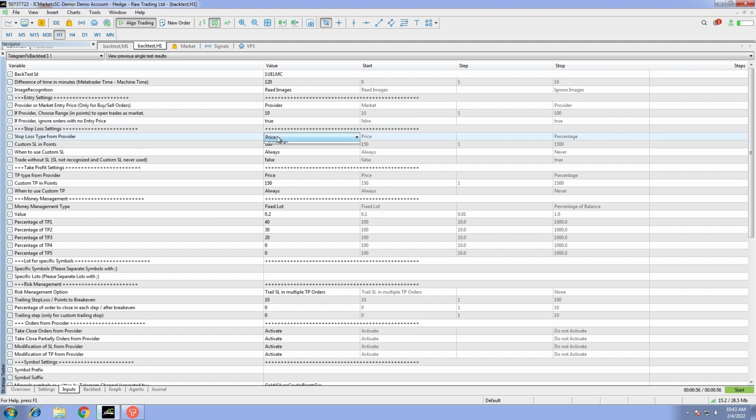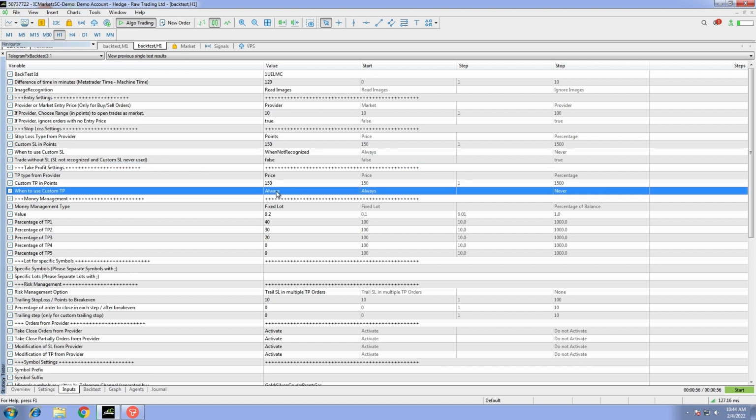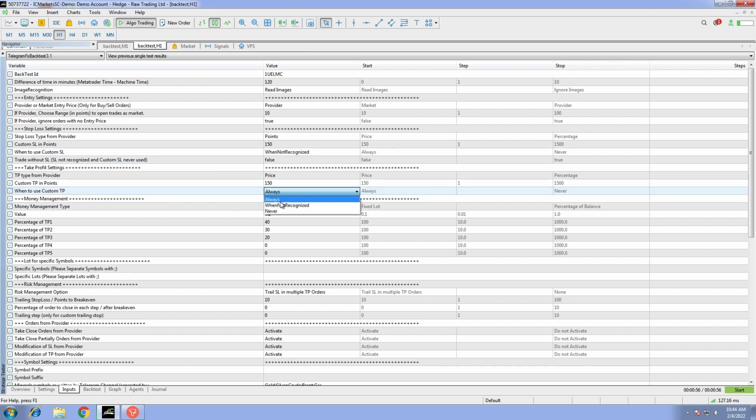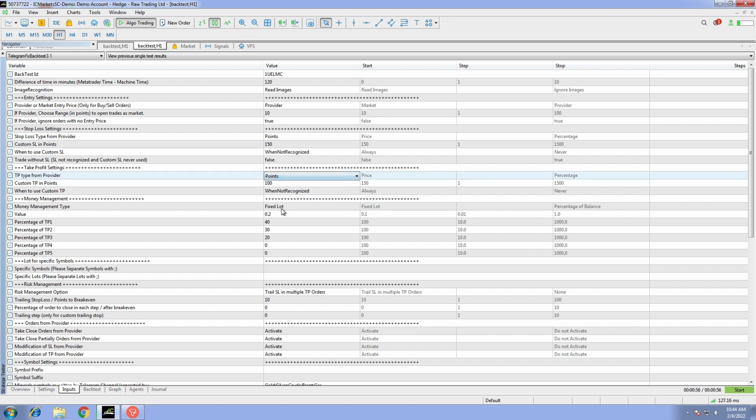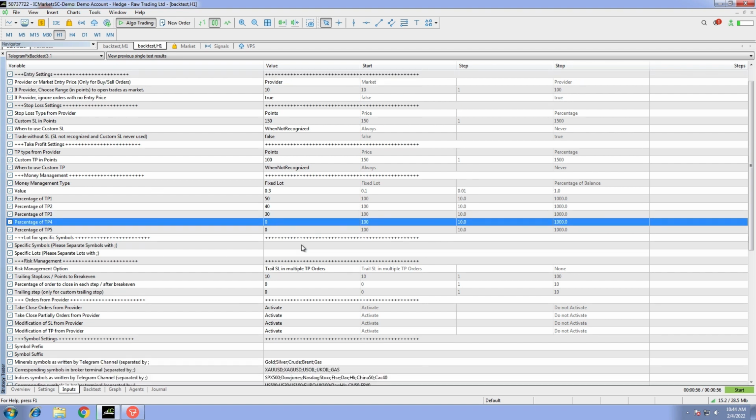Recognized. Set take profit to 100 points and only use when not recognized. When it comes to money management, we set the type to fixed lot with 0.3 value. Take profit 1 to 50, take profit 2 to 40, and take profit 3 to 30. That would be all for the strategy of the backtest of this channel.